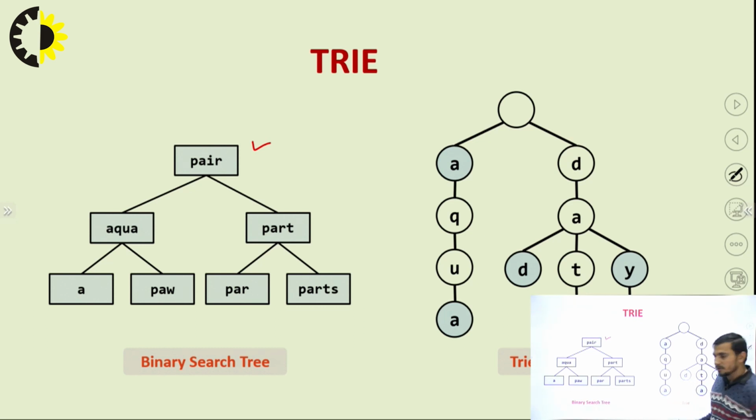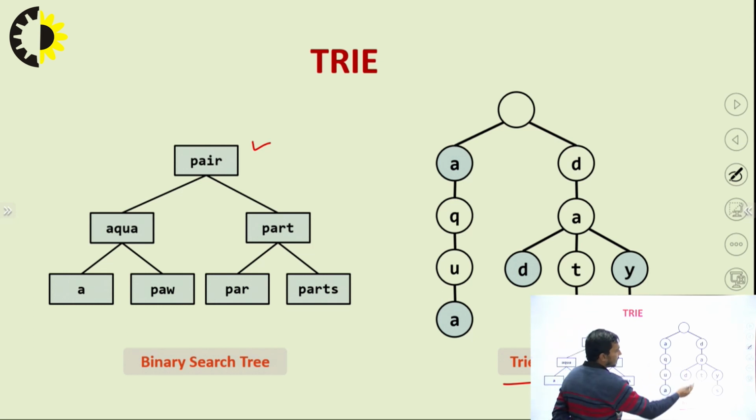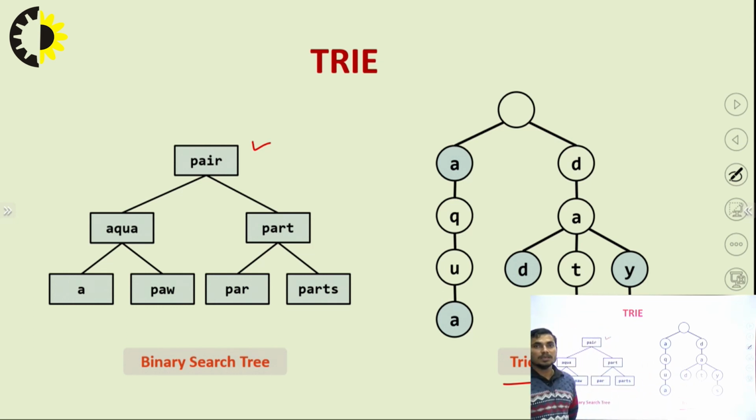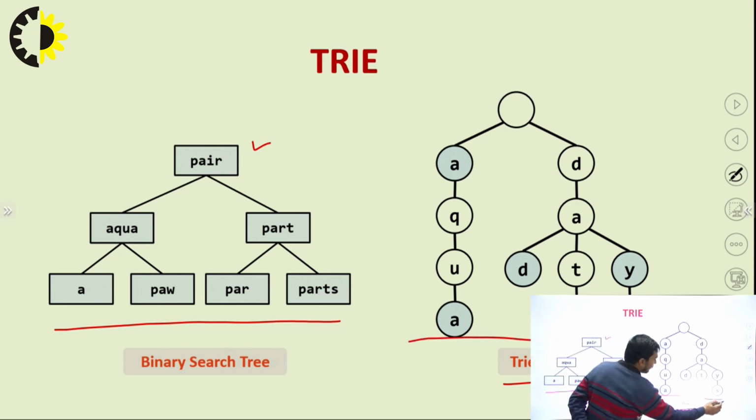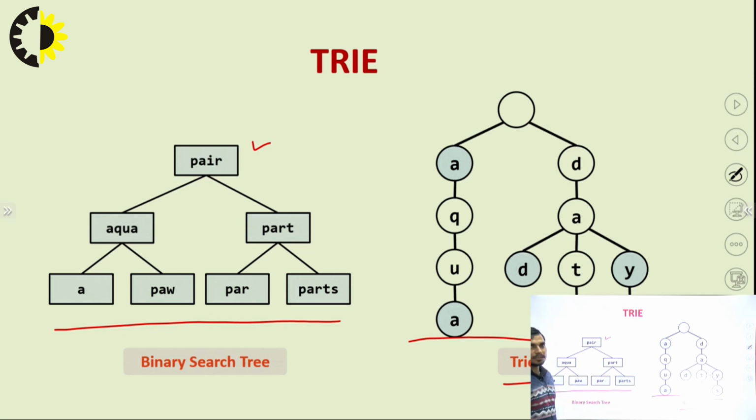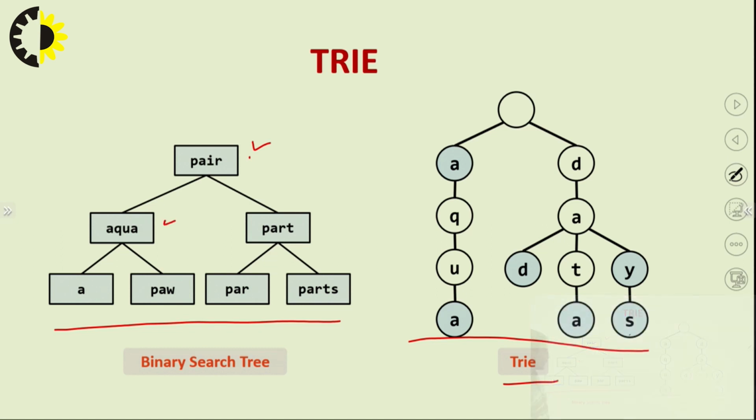On the contrary, the second structure is the trie. It also looks like a tree kind of structure, but this complete binary search tree is stored in a different form in the trie. If we search for pair, we will find pair at the root. If we search for aqua, we will find aqua on the left side of pair, and so on. Whatever string we want to find, we will find the complete string.